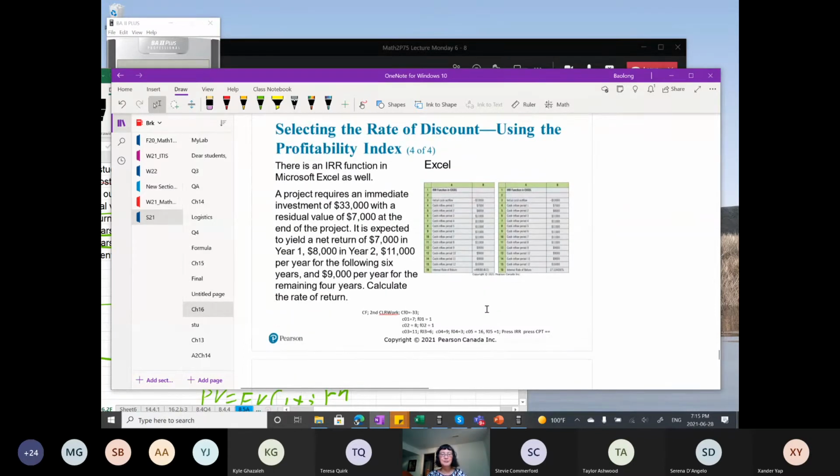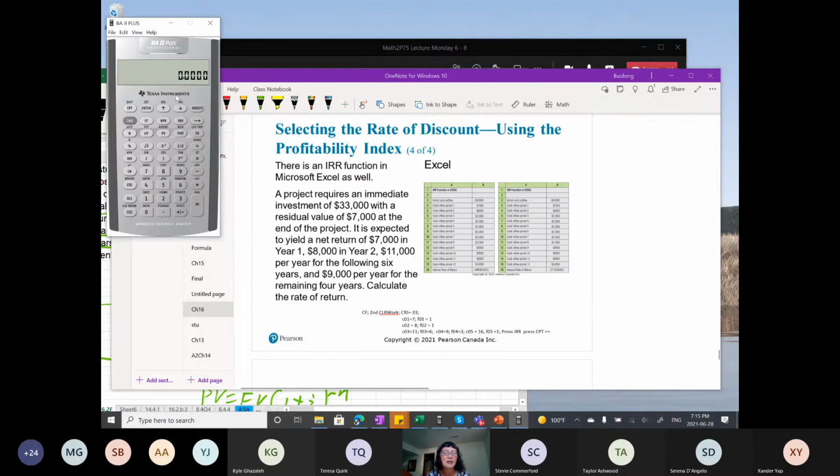So next example. How do I use the calculator IRR function? Okay, or using the Excel IRR function. So take a look at this example. Again, this is another important example. Make sure you can work it out individually without looking at the solutions.